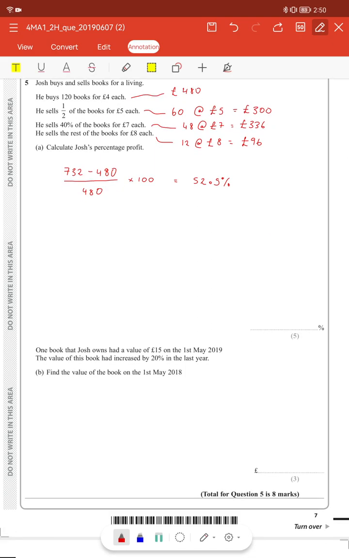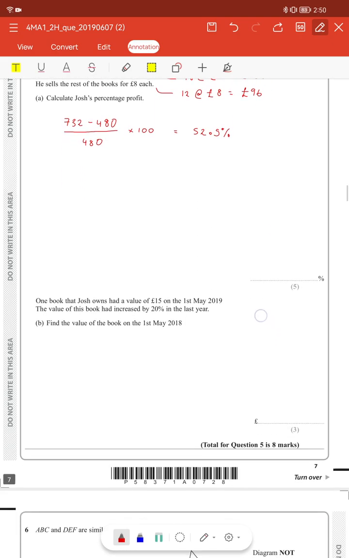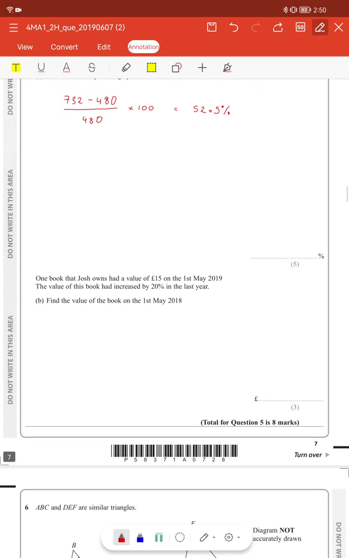One book that Josh owns had a value of £15 on the 1st of May, and the value of this book increased by 20%. So what we can do is 15 times 1.2, as it has increased in value, which would give us a value of £18. So the value of the book would be £18.